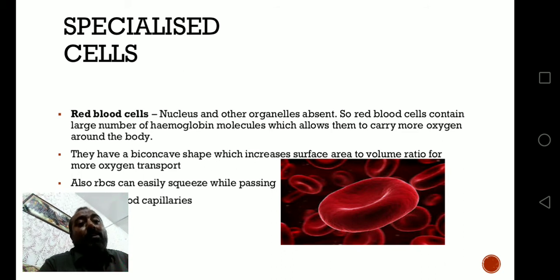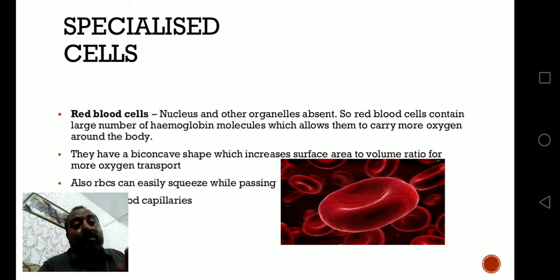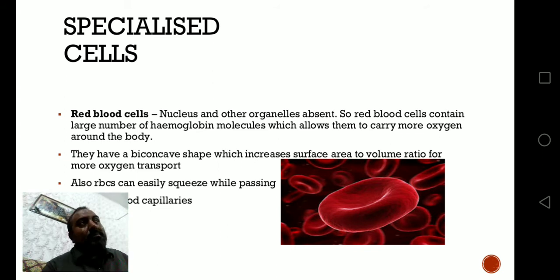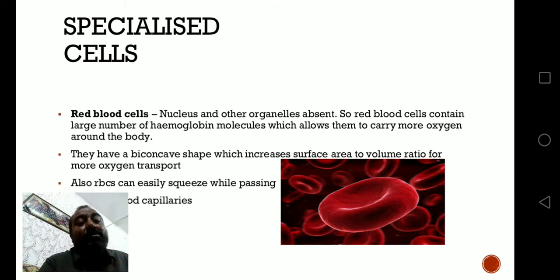Due to this biconcave shape, the surface area of RBC will increase. Biconcave shape increases the surface area of RBC for more oxygen transport. And what is the meaning of increasing the surface area? If you can see the second point, they have biconcave shape which increases surface area to volume ratio for more oxygen transport.